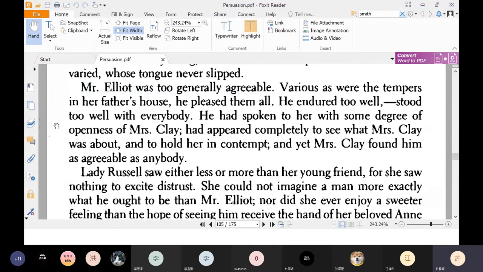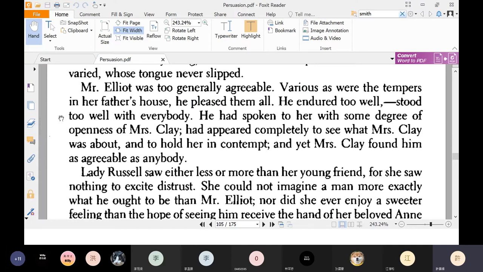Various as were the tempers in her father's house, he pleased them all. So even though the temper, the temperament of everyone in Sir Walter's house is so various, so different for each person, there are many different kinds, and yet Mr. Elliot pleased them all. He endured too well, stood too well with everybody.